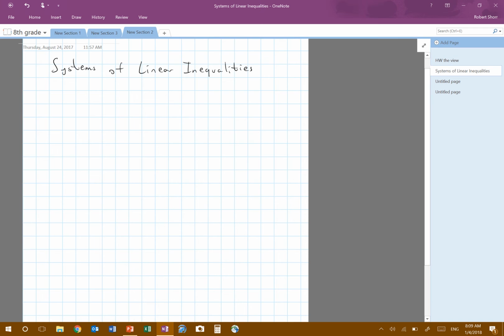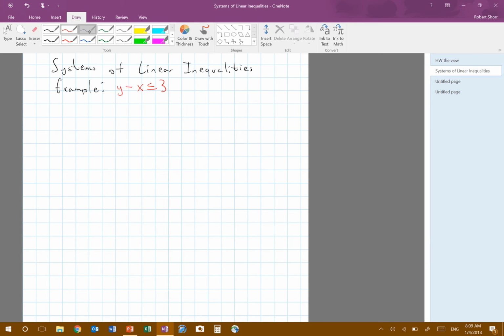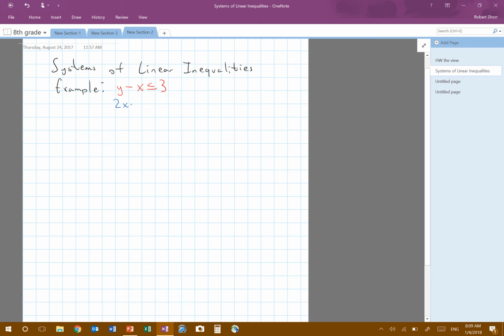So, for example, you could have a system of linear inequalities that looks like this. y minus x is less than or equal to 3, and 2x plus 3y is greater than negative 6.